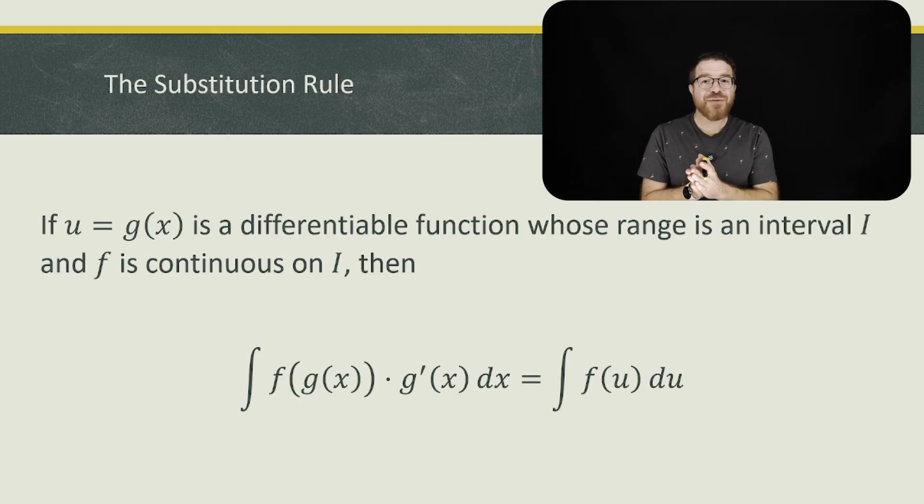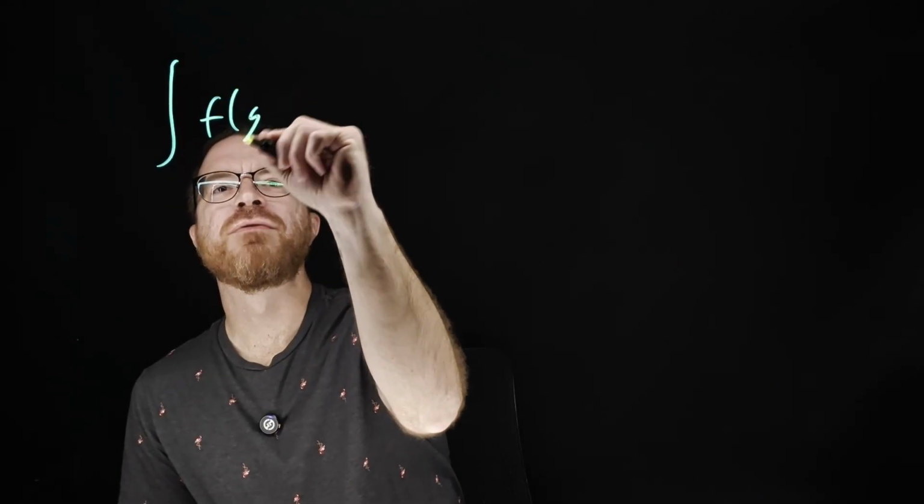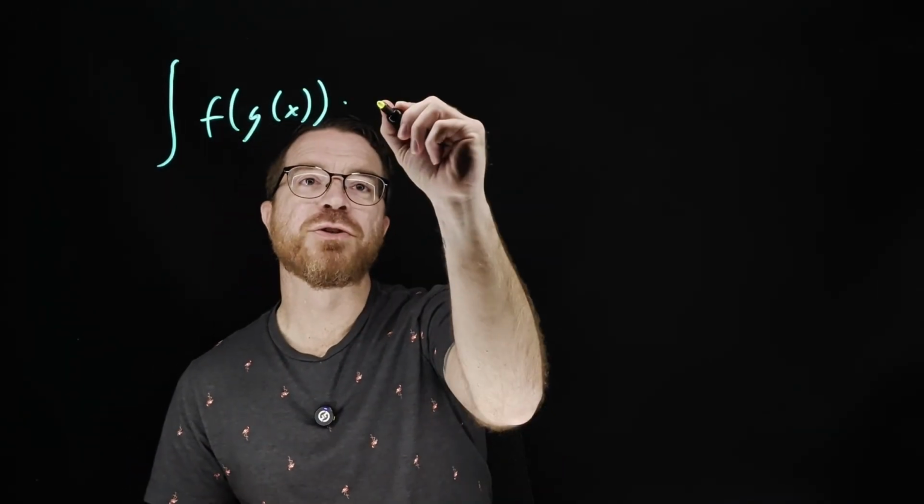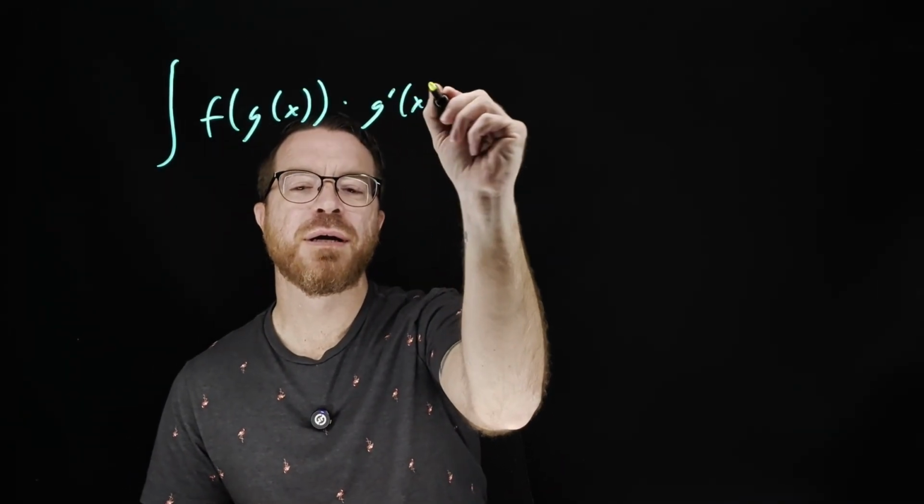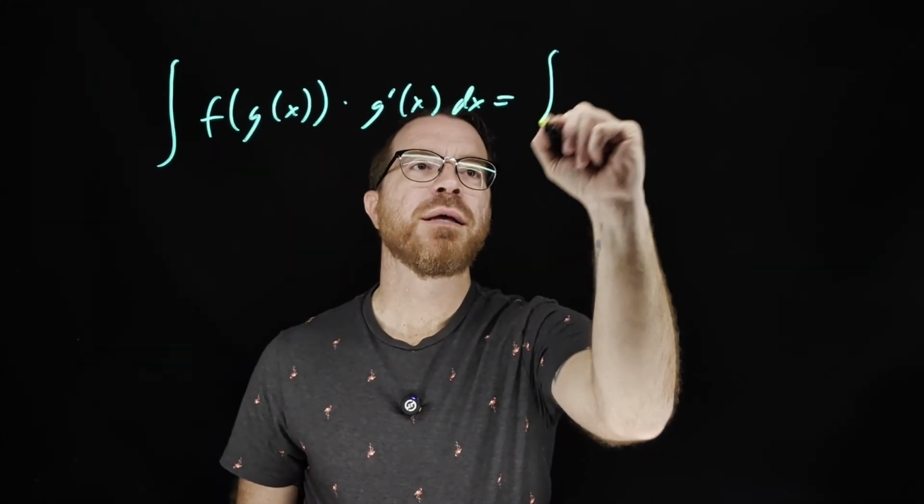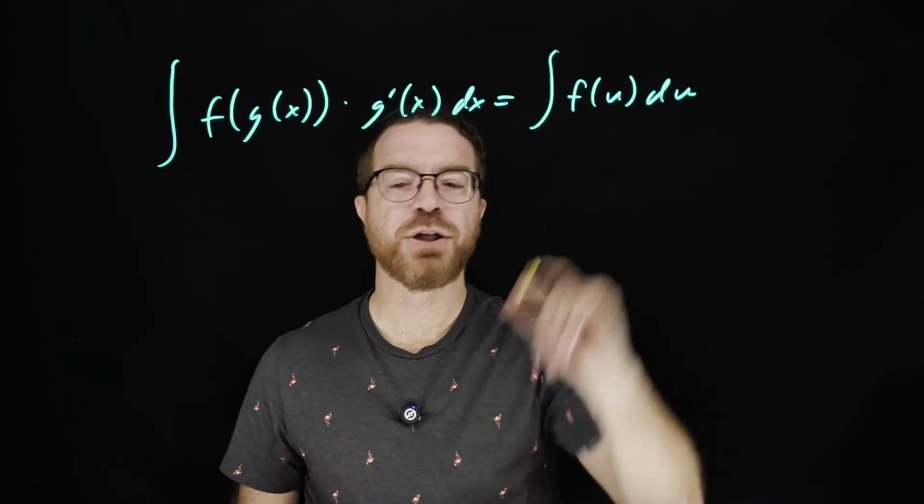and f is continuous on I, then we have the integral of f of g of x times the derivative g prime of x dx. This will be equal to the integral of f(u) du.